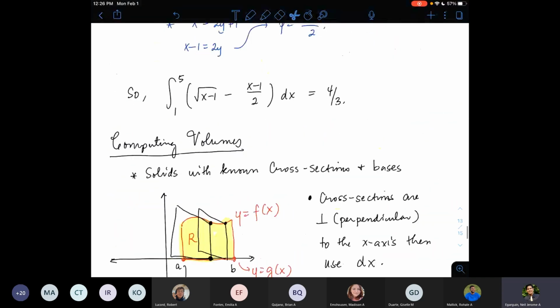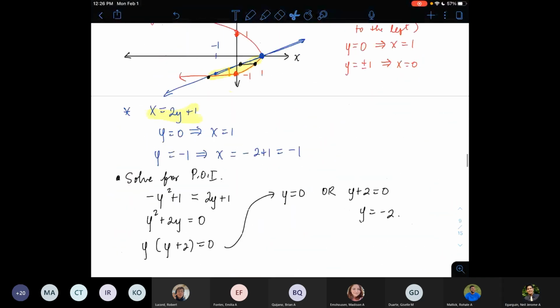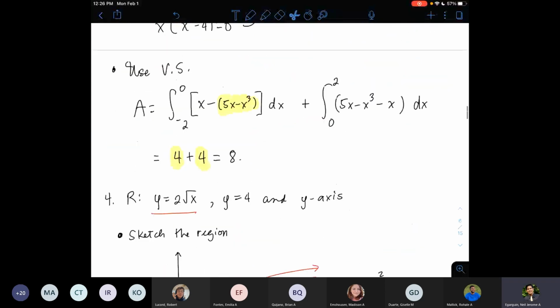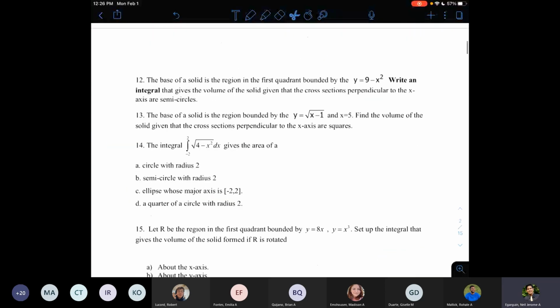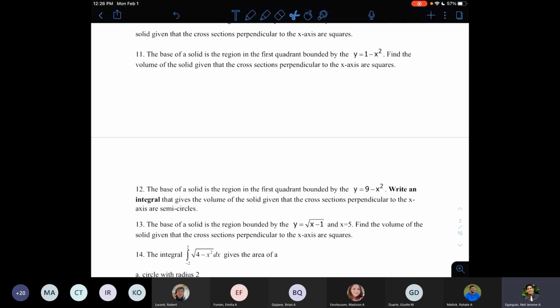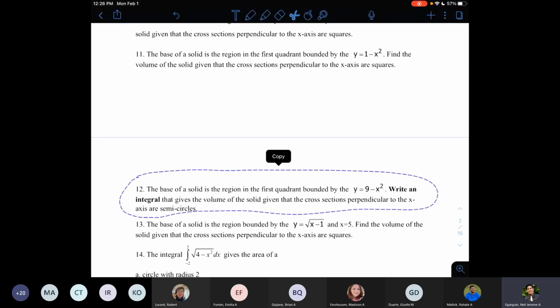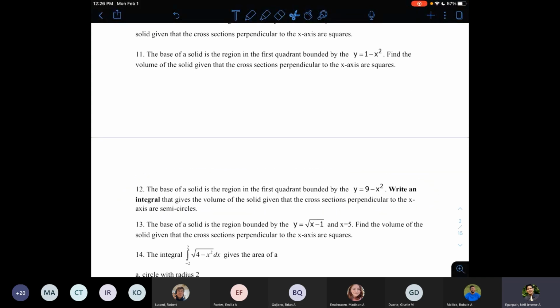Let me try problem 12. Hold on, let me scroll up. Okay, I'll skip problem 11. I'll leave that to you guys, but I'll include the solution to that in the next update for the worksheet.